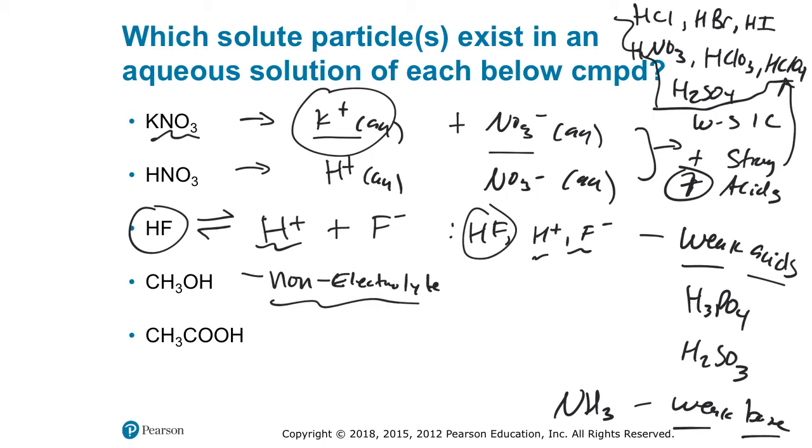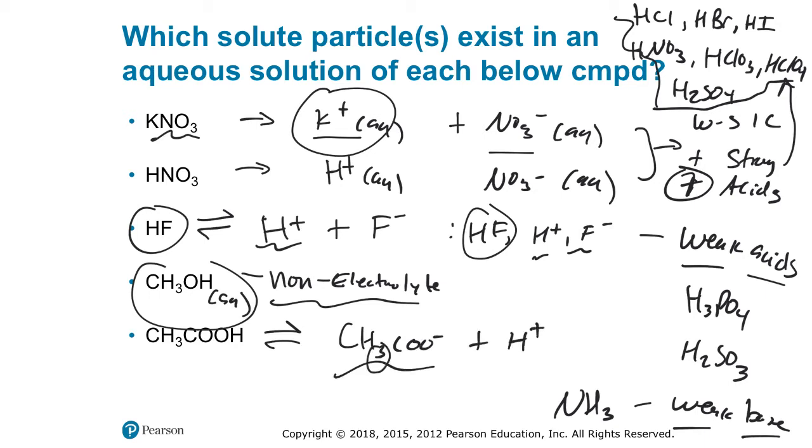And so then CH3OH would be a non-electrolyte in water, would just exist as the methanol particle in water. And then acetic acid is this molecule here, so we have some acetate ion, and then H plus, and then these H's remain intact on the acetate ion. So we get acetate plus H plus.